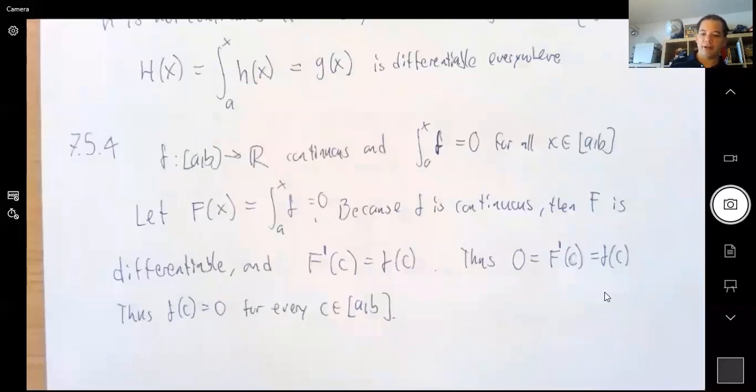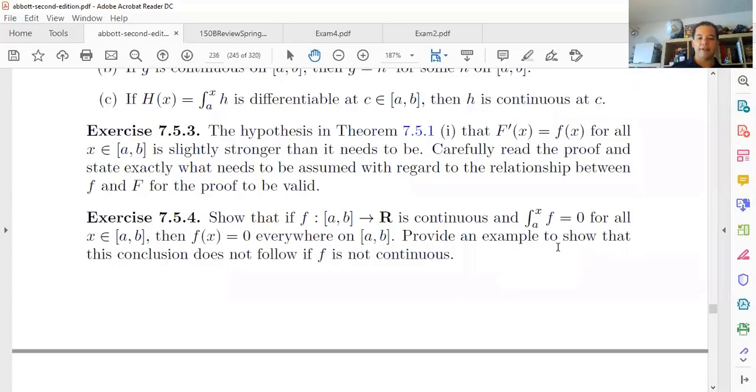Now, the second part, I don't know if we're going to have enough time, but let's see at least. It says, give an example to show that this is not true if little f is not continuous, right? And the harder part would be to find one of these functions whose integral is zero all the time. I can't really do it completely. It's part of your other problems.